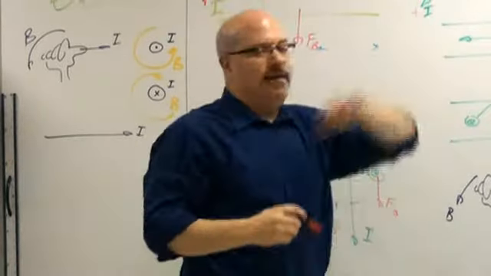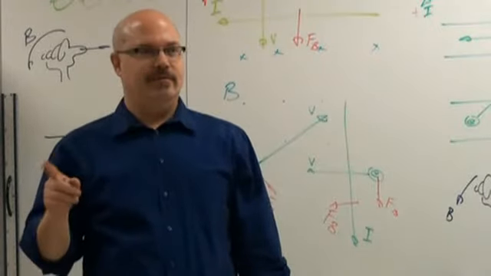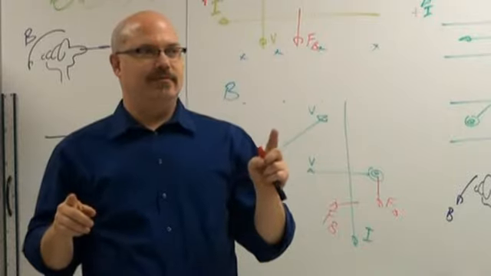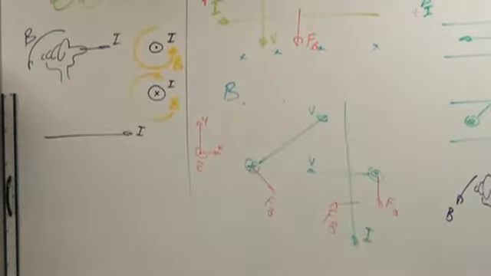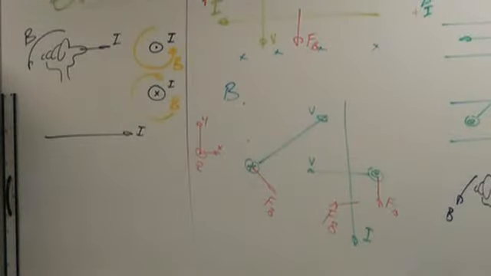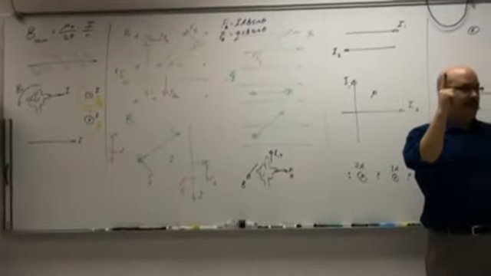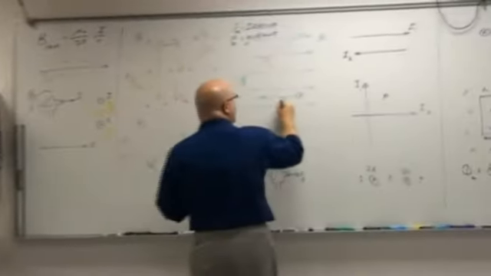Okay, what about this proton? Same field? Is it 0? It's at 180. Sine of 180 is 0. Okay, velocity's this way, B field is this way. What's the angle in between these two? 180. What's the sine of 180? 0. So there is no force.